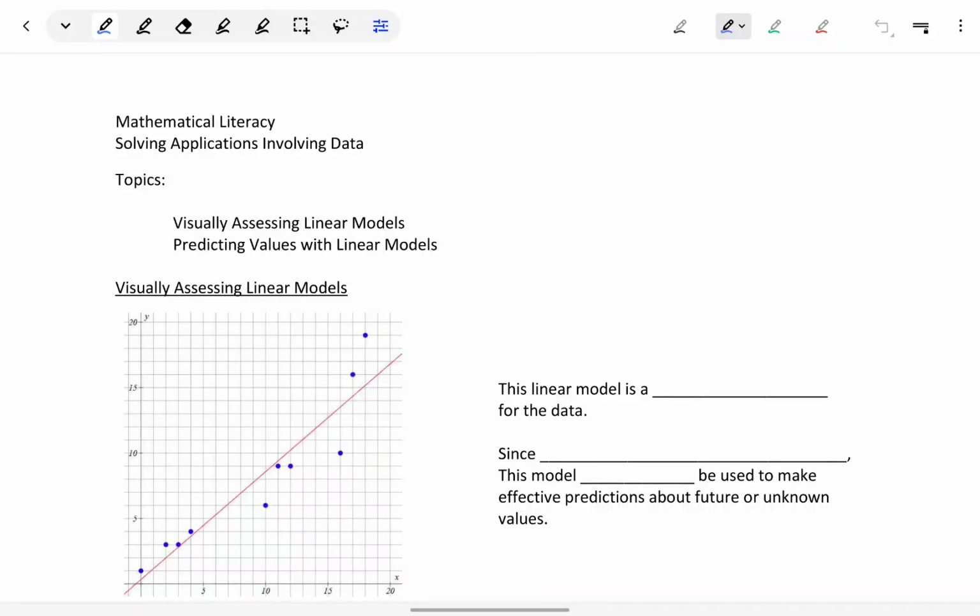The next topic we want to move on to is how we can use scatter plots, correlation coefficients, and linear models to start answering practical questions about applied problems.